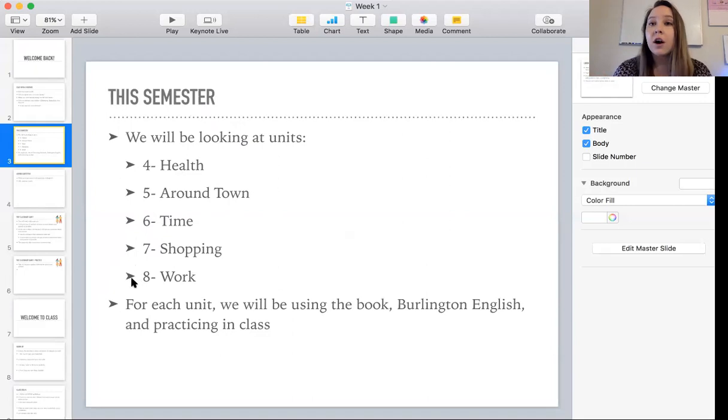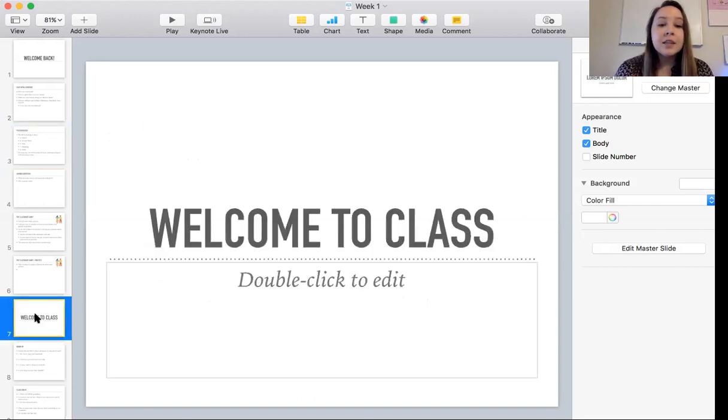These numbers are the numbers that the units are in your book. So for each unit, we're going to be using the book. We're also going to be using Burlington English, and we'll be doing a few extra things that I plan for the class. So let's take a look at a few of the things you need to know for class.